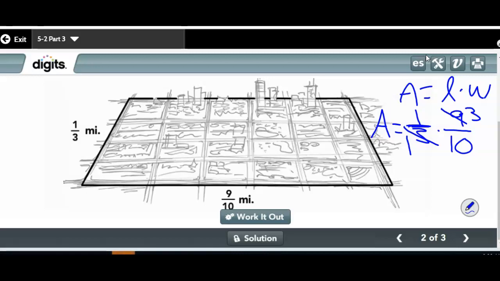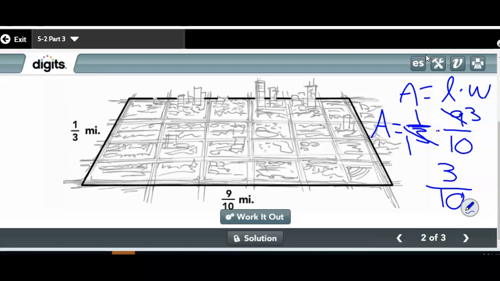Our final answer then, we multiply straight across. 1 times 3 is 3. 1 times 10 is 10. This should be in simplest form then. We're okay with that. Right. That's all I have for fraction times fraction. Any questions?